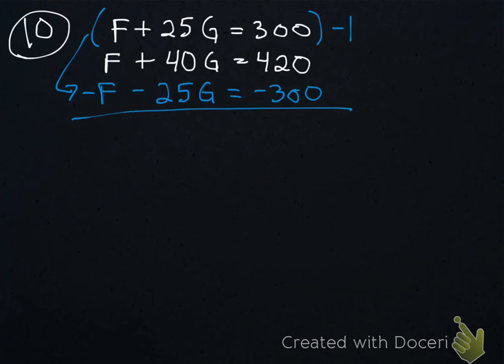So my F's cancel. 40 minus 25 is 15. So I have 15G equals 120. Divide by 15 and I get G equals 8. So it's $8 per guest.